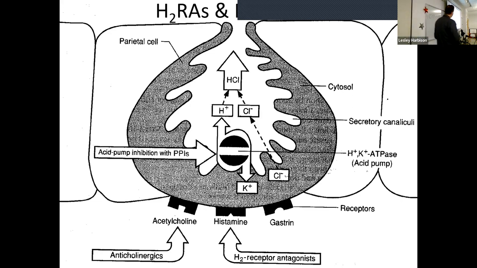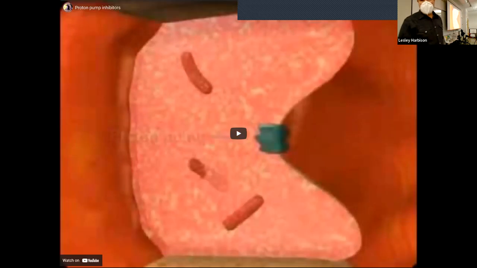The pump itself is bound up by the proton pump inhibitors, so they work directly on the pump. And then antacids are going to work out here, neutralizing the acid that's already been made. So let's do one more quick video about proton pump inhibitors, and then we'll move on.